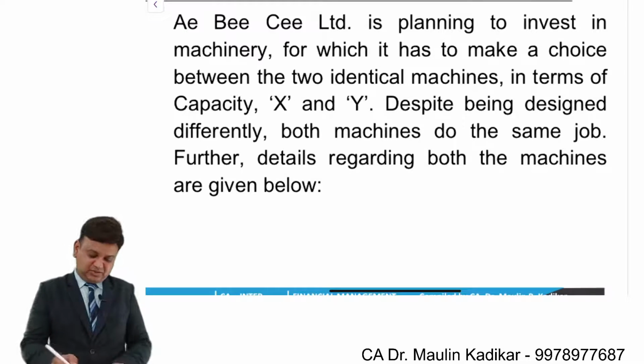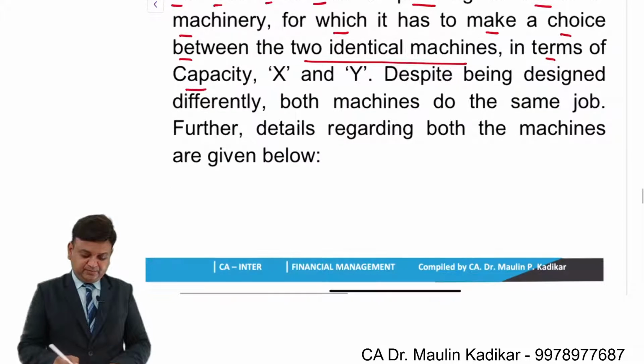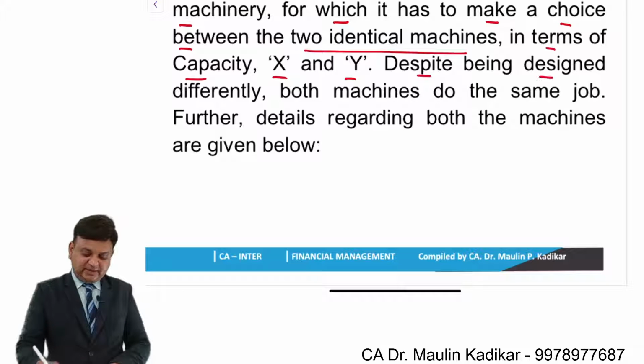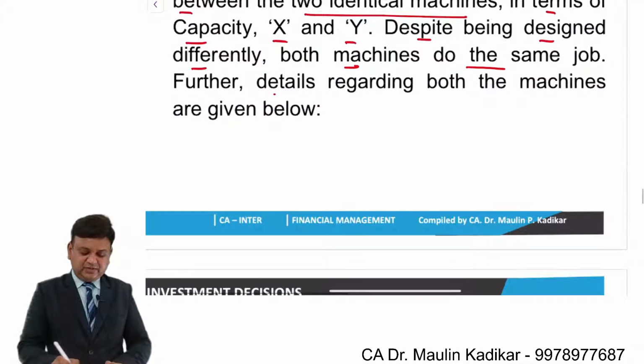Let us see the next question. ABC Limited is planning to invest in a machinery for which it has to make a choice between two identical machines in terms of the capacity, X and Y. Despite being designed differently, both machines do the same job. Further details regarding both the machineries are given below.